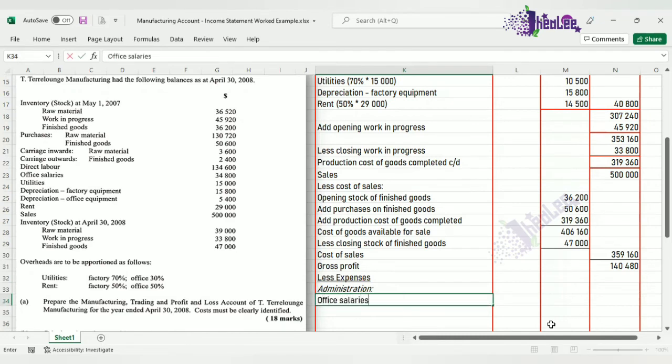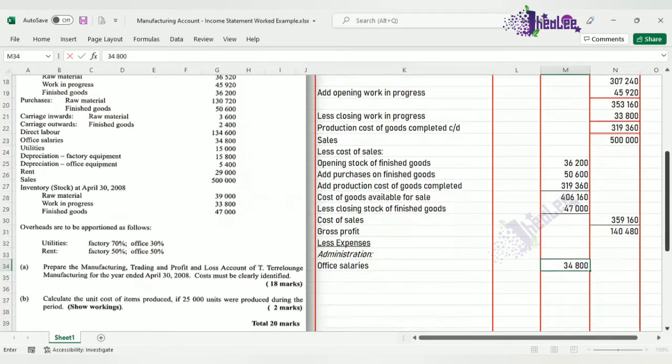And the office salaries figure is 34,800. And remember, people, once you have your expense, you need to look out for any accruals and prepayments and make adjustments accordingly. In this question, there is none, so we will not be adjusting for any accruals or any prepayments. Our next cost that we're going to pick up is utilities.